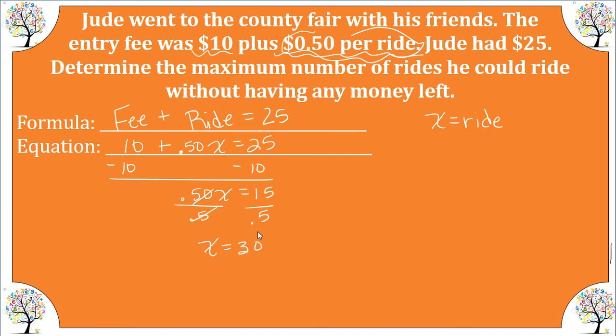Remember, in this unit, you may use a calculator. The other thing I want to show you right quick is we could have written this as 0.5x plus 10. We could have switched this around. Either way is fine because of the commutative property. So he can ride 30 rides.